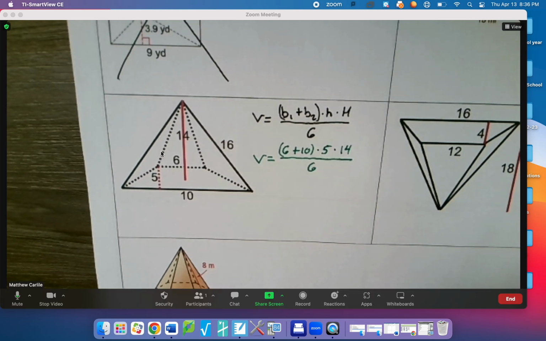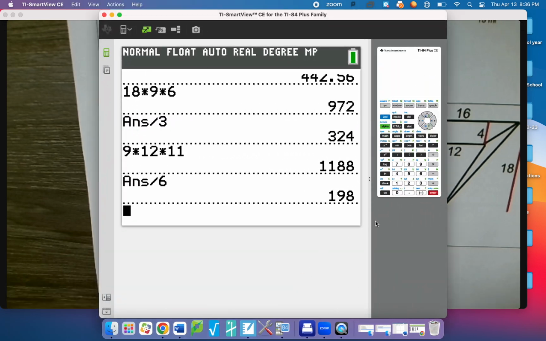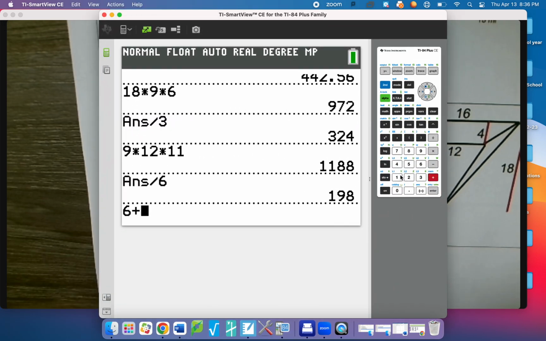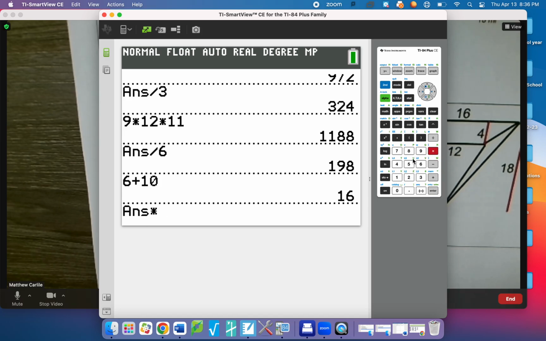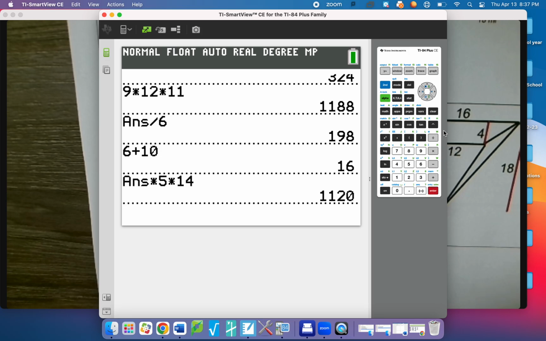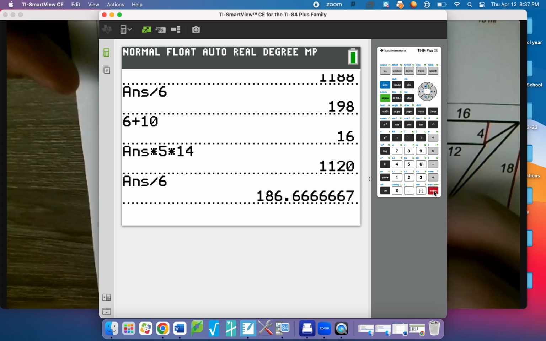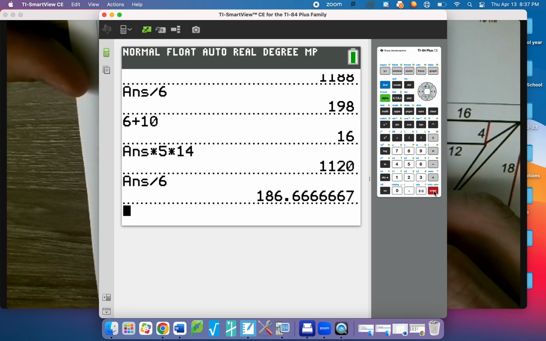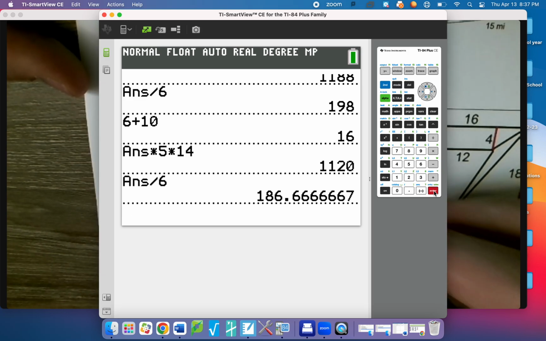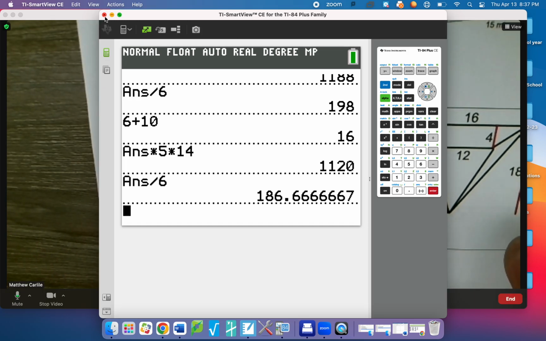So it's easier from here just to kind of take out the calculator, let it do it for you. 6 plus 10 times 5 times the 14. We'll divide that answer by 6. Make sure I type all my numbers right. And we're going to round it to 2 decimal places. 186.67 units cubed worth of volume.